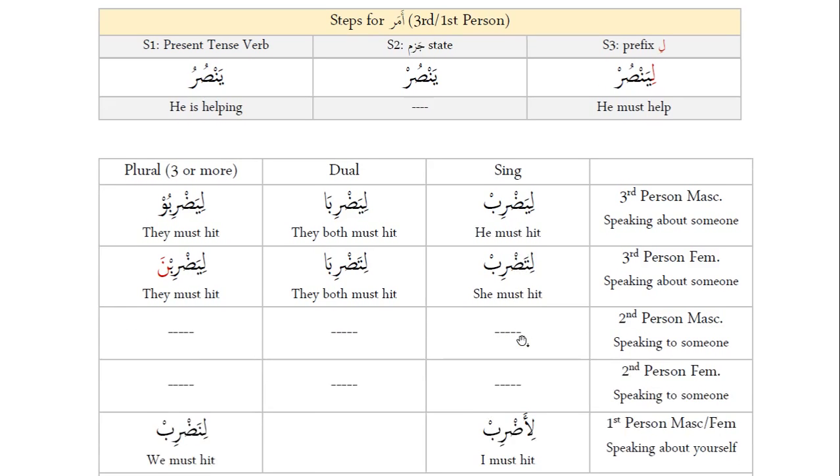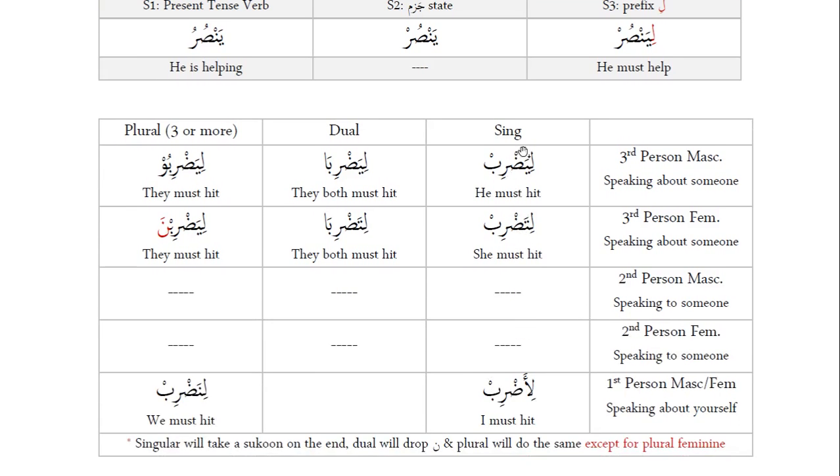So, how does this work? So you take your verb, which is yadribu, you put it into a state of majzoom, meaning you put a sukoon on the end, or you drop the noon, unless it's multiple women, and then you prefix a li onto it, and it becomes liyadrib, which would now be translated as he must hit. So liyadrib, liyadriba, liyadribu, litadrib, litadriba, liyadribna, and then liadrib, linadrib.